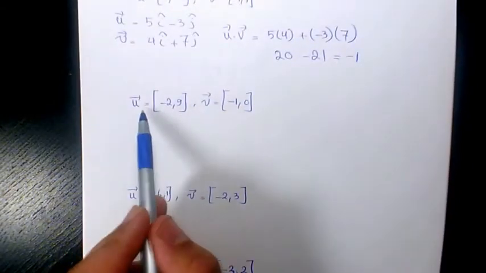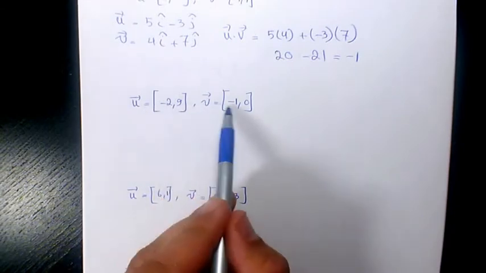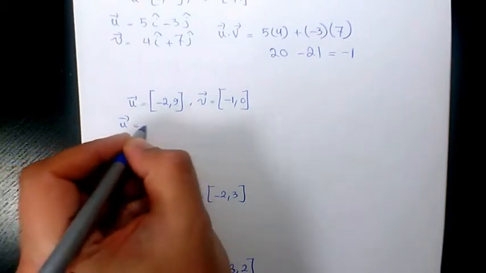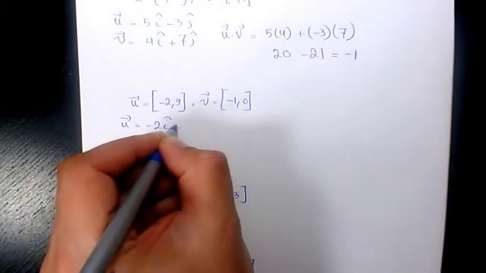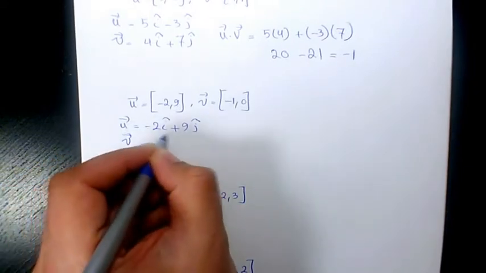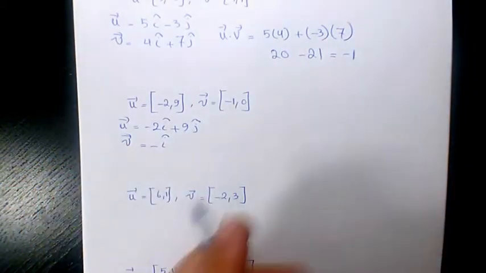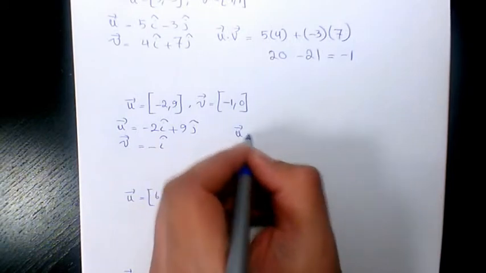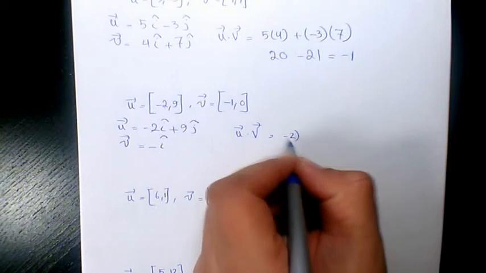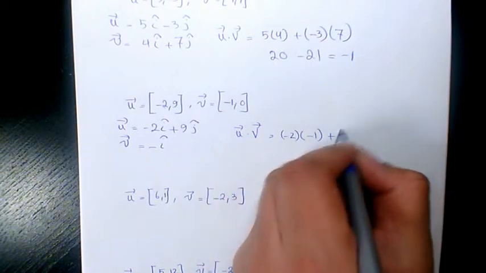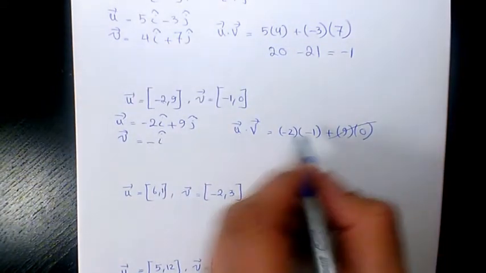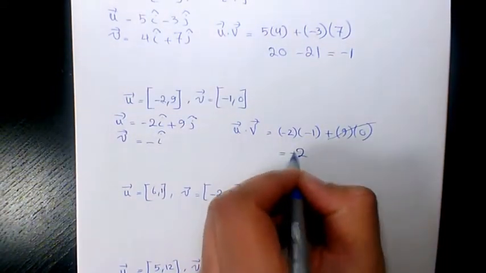Next one, we have u is negative 2 and 9. V is negative 1 and 0. So again, if I want to write it in this form, it's going to be negative i plus 0j, which we don't write. So u dot v will be negative 2 times negative 1 plus 9 times 0. This part is going to be 0. Negative 2 times negative 1 is going to be positive 2.